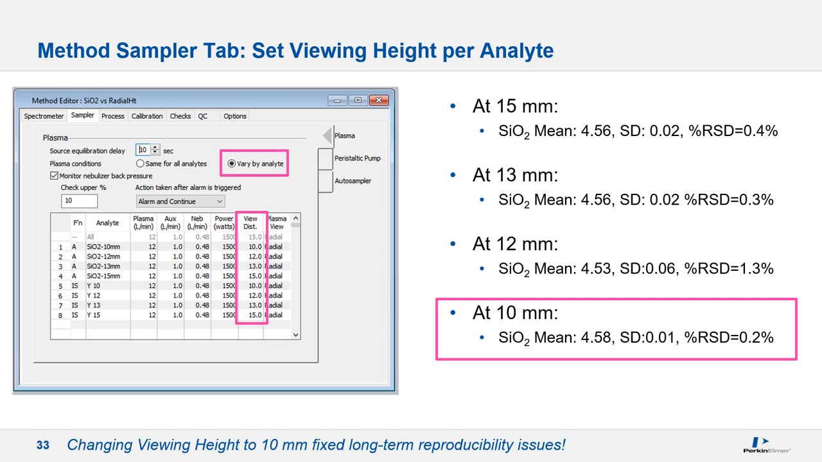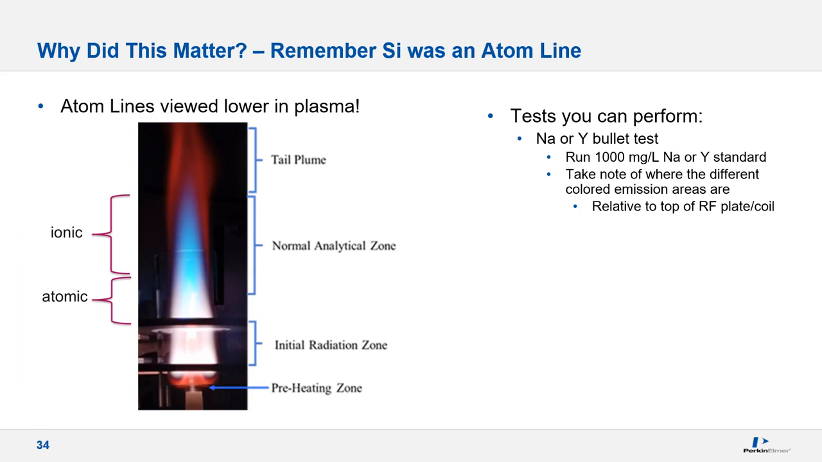So changing the viewing height corrected the reported long-term reproducibility and stability issues. So why did the viewing height matter? Remember that silicon is an atom line, and atom lines are viewed lower in the plasma. Depending on the matrix, sample uptake rate, and aerosol characteristics, the optimum viewing position might change.